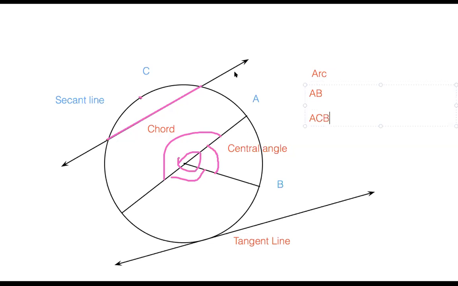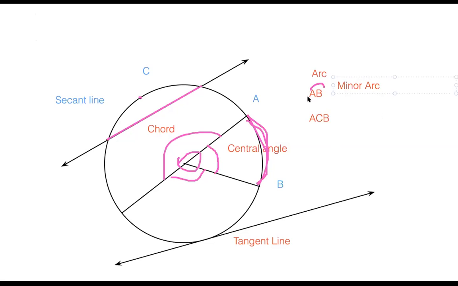Okay, so if I'm talking about this arc right here, this arc here, AB, then this is that arc right here. And so I call that arc AB, and that is called a minor arc, because it's the shortest distance.